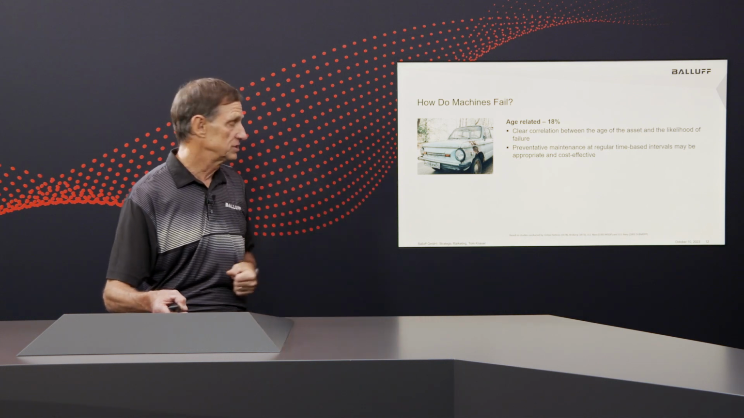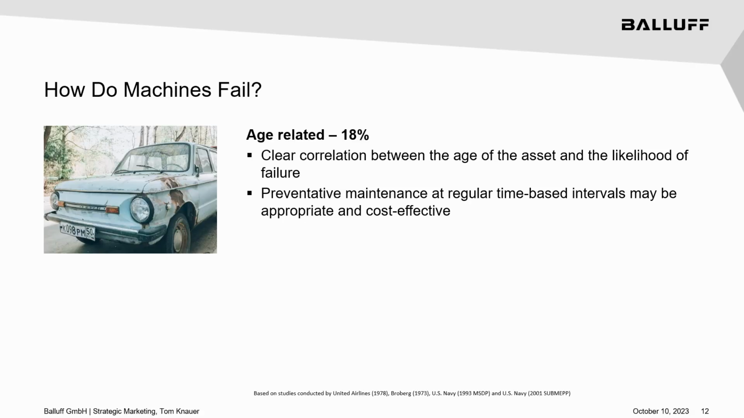So for example, in this picture here, you see the rust. The body starts to deteriorate with age. The tires start to deteriorate with age. So preventative maintenance can help address those. You can take the car to the paint shop. You can wash it regularly. You can replace the tires at certain intervals. Preventative maintenance is good at addressing those age-related failures.